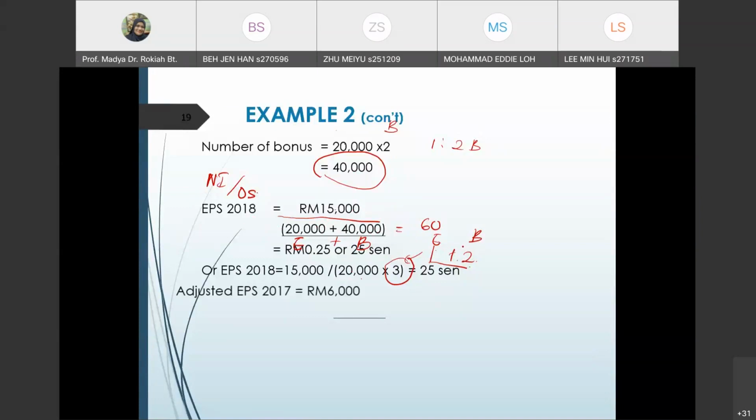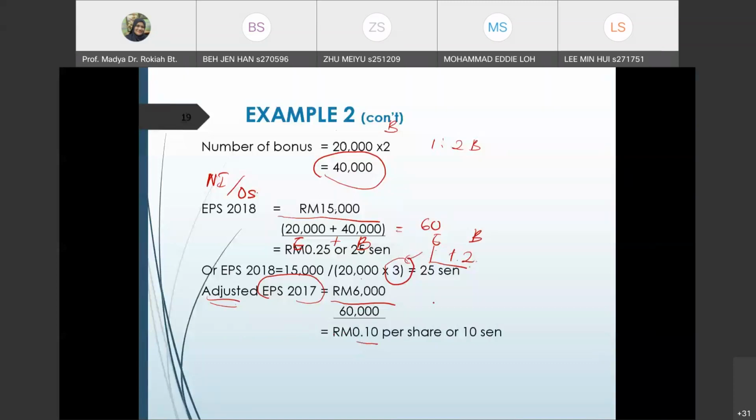So for the year 2017, we need to make an adjustment, because now the number of shares becomes 60. Before this, the number of shares here was only 20. But now, since the bonus, we need to prepare an adjusted figure. We assume that the bonus was already given in the earliest year reported. So assume that in the year 2017, the number of shares also becomes 60. So the adjusted earnings per share here would be 10 cents.